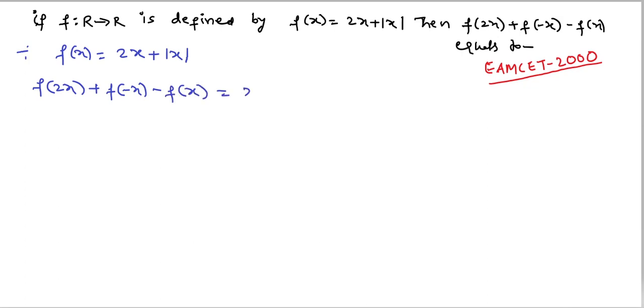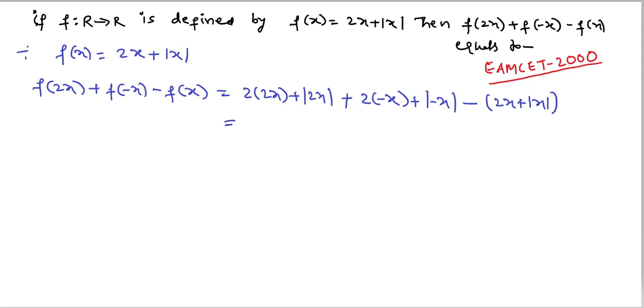to f of 2x, 2 into 2x plus modulus of 2x, plus f of minus x, 2 into minus x plus modulus of minus x, minus f of x, 2x plus mod x. 2 into 2x, that is 4x, plus 2 modulus of 2x, that is 2 mod x, plus 2 into minus x, minus 2x, modulus of minus x is modulus of x, minus 2x minus mod x. Here minus 2x minus 2x minus 4x plus 4x cancel, plus 2 mod x minus mod x minus mod x cancel, equal to 2 mod x.